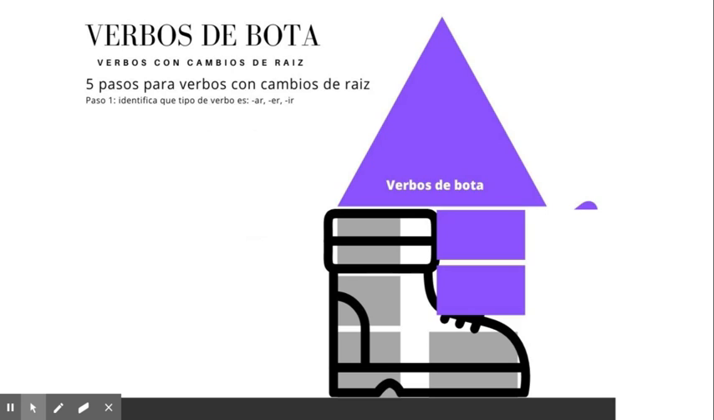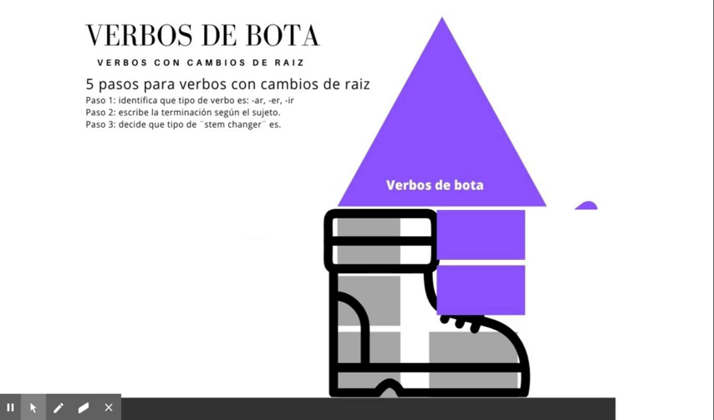So paso uno, identifica qué tipo de verbo es. Paso dos, escribe la terminación según el sujeto, okay? This is exactly the same step that we have in regular conjugation. Write your conjugation ending according to what subject it is you're talking about and what type of verb you identified it as in step one.